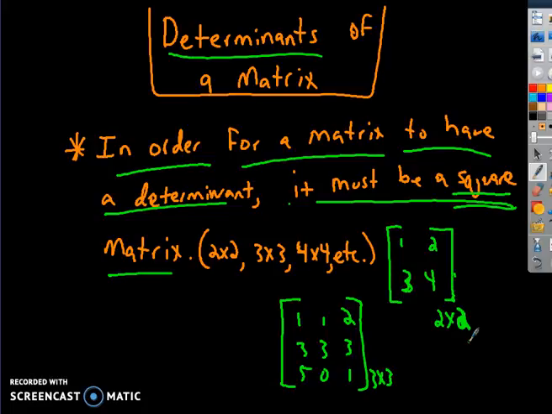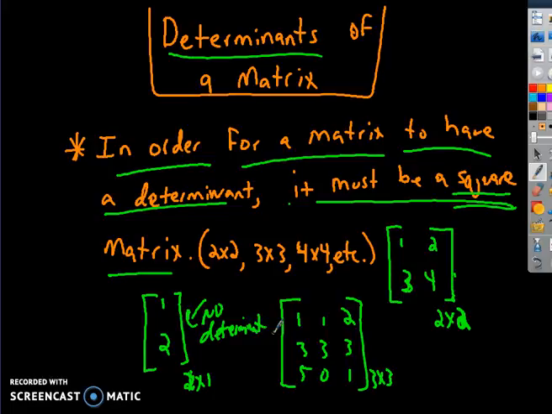If it's not a square matrix, for example, 1, 2, that isn't a square matrix. It is a 2 by 1. So because of that, it has no determinant. It doesn't have one. All right, really important to know. Once you understand that, let's go further.